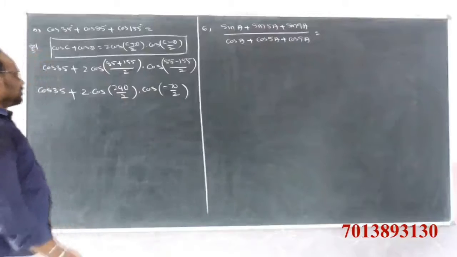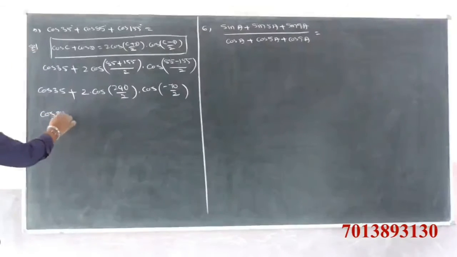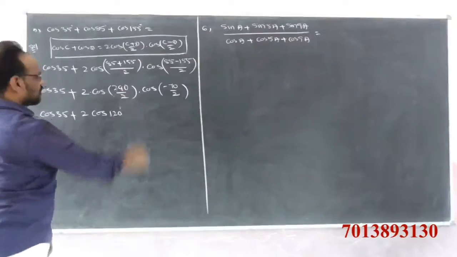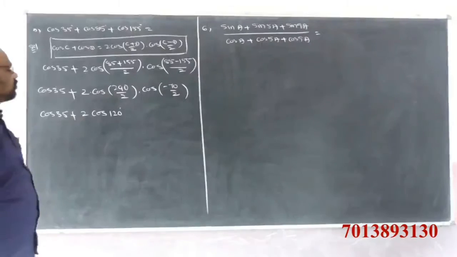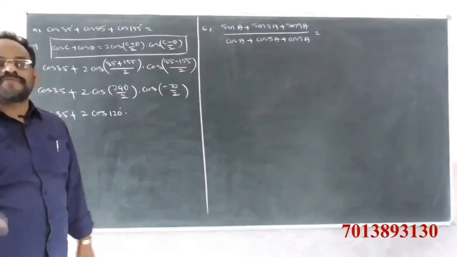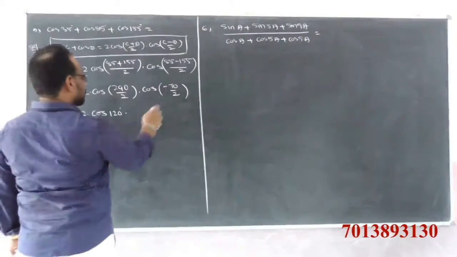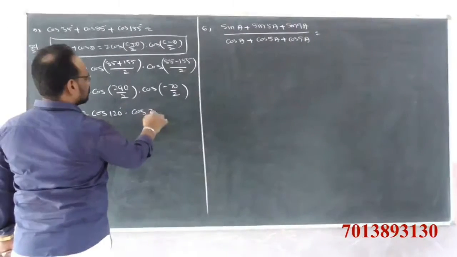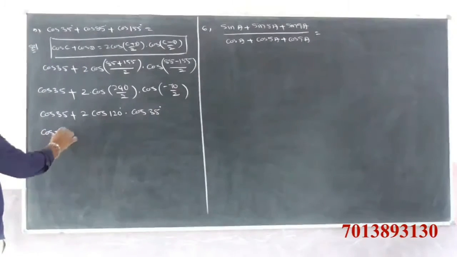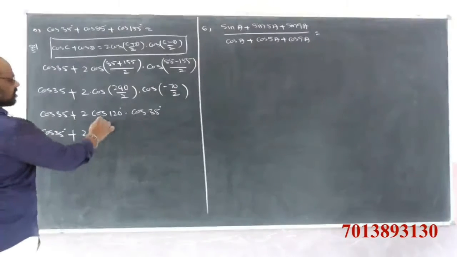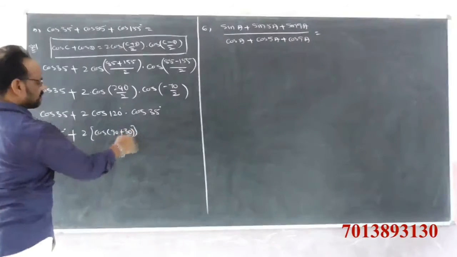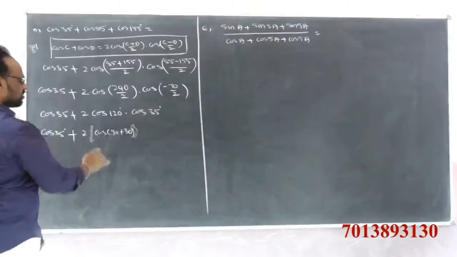So that is equal to cos 35 plus 2 times cos of 240 by 2, which is nothing but 120, into cos of minus 70 by 2. I already know cos of minus theta equals cos theta, so we get plus cos 35. So cos 35 degrees plus 2 times cos 120, which can be written as cos of 90 plus 30.